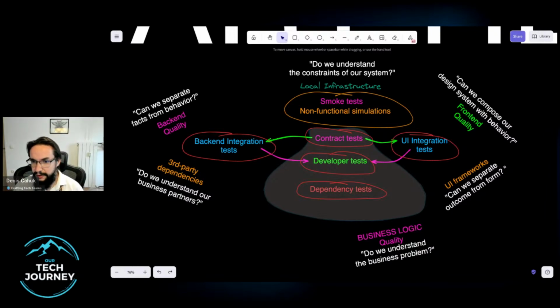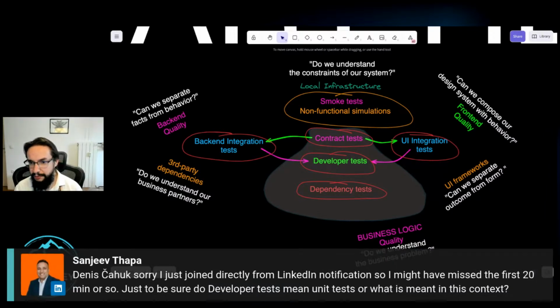Sanjeev, hello. Sanjeev mentioned, sorry, I just joined directly from LinkedIn notifications, so I might have missed the first 20 minutes or so. Just to be sure, do developer tests mean unit tests, or what is meant in this context? Yes, it is. I would say, unit tests plus. Unit tests have a very impractical nature to them, because if I tell you unit test, your immediate follow-up will be, well, what is a unit?